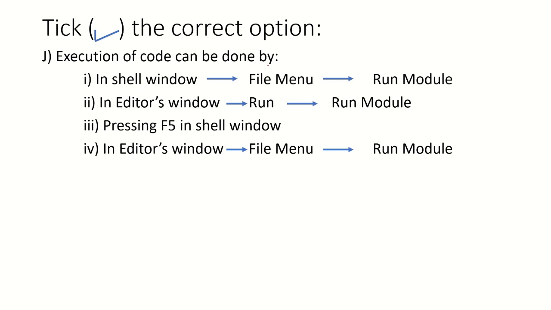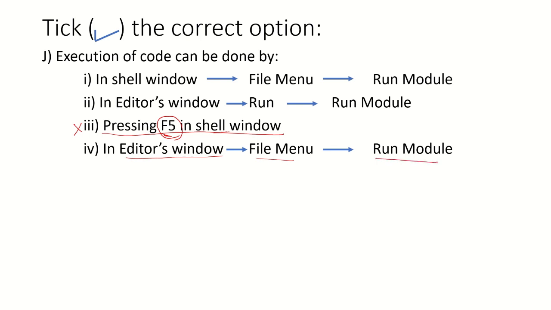How can we execute our code? By pressing F5 in shell window, because F5 is the shortcut key. But we will not use this in shell window. We cannot use this in shell window. In editor's mode, in editor's window, we can use this F5. Clear? Editor's window, file menu, run module.